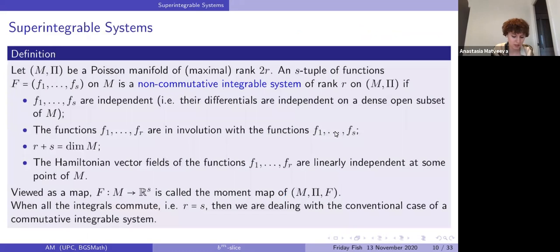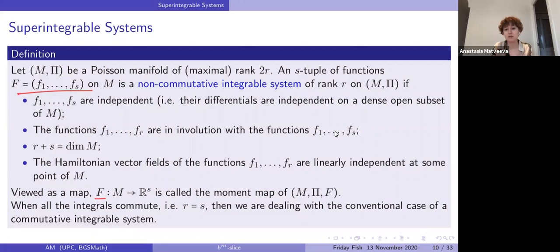And as I promised, let's talk a little bit about non-commutative integrable systems. So here is the definition: we have a Poisson manifold and an S-tuple of functions. They form a non-commutative integrable system of rank R if they are independent, R of them are in involution, and the sum of R and S is the dimension of the manifold, and then the Hamiltonian vector fields of the functions are linearly independent at some point of M. So you can see this F as a moment map.